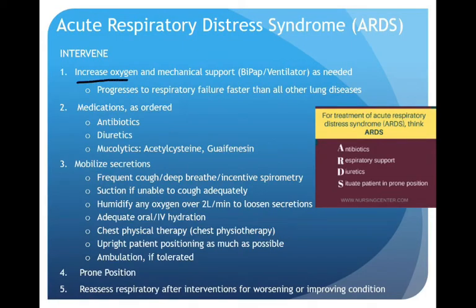you want to increase their oxygen, because the signs of ARDS are decreased oxygenation, and then of course it's getting worse as you're putting more and more oxygen into the system. Things are not improving. So you want to increase oxygen, but you will end up probably using some mechanical support as needed. This progresses to respiratory failure because it's involving our whole entire lungs. So we want to increase the amount of oxygen, and we're going to have to probably increase the amount of support.